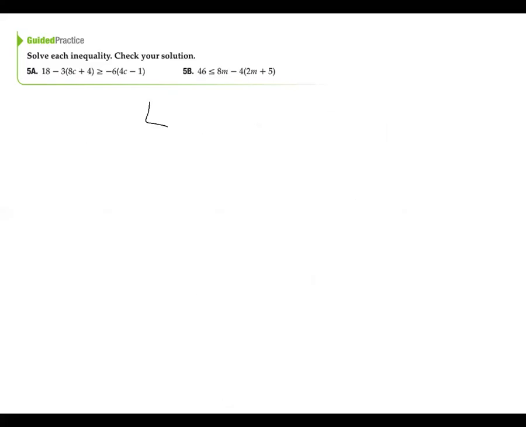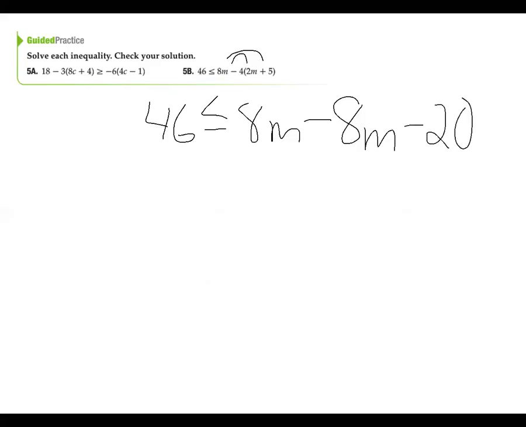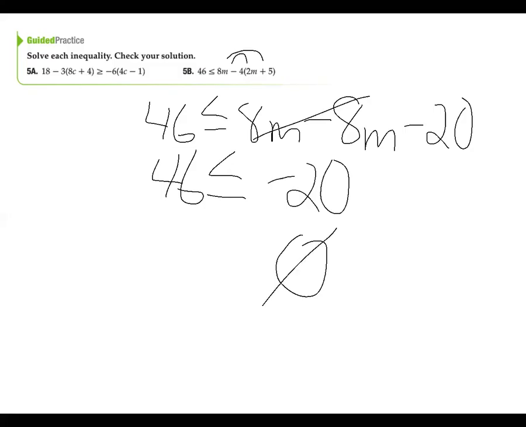The second one, you have 46 is less than or equal to 8m minus, the minus 4 is going to distribute, so take the sign with it. So it's going to be minus 8m minus 20. Okay, so those cancel. You have 46 is less than or equal to negative 20. Again, that's not true, so no solution.